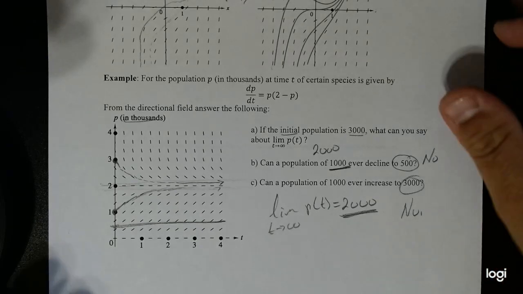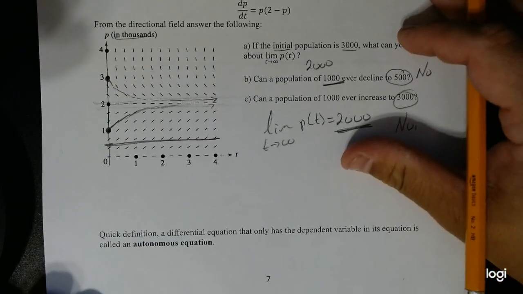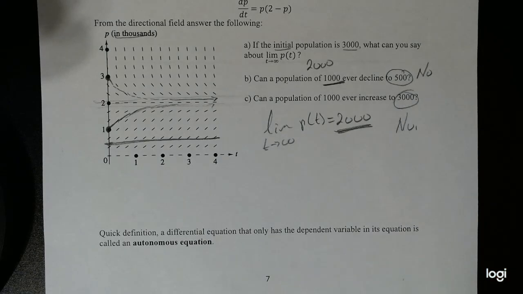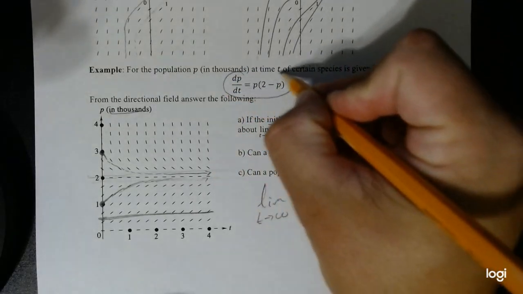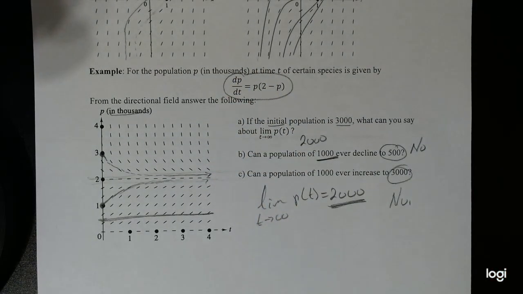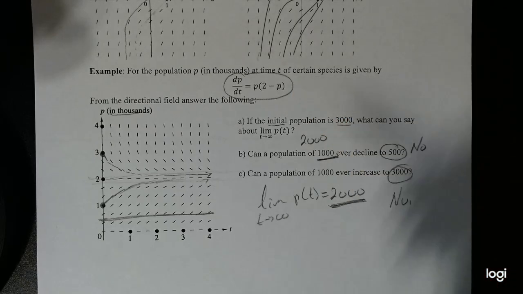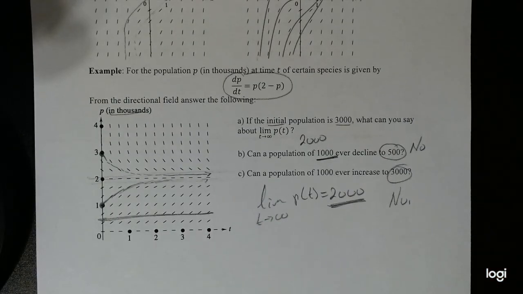Okay, and the last little definition of this section: a differential equation that only has a dependent variable in its equation is called an autonomous equation. So only a dependent variable in it. In other words, like this. We don't have any t in it, right? It's strictly just the dependent variable. So this is called an autonomous equation.